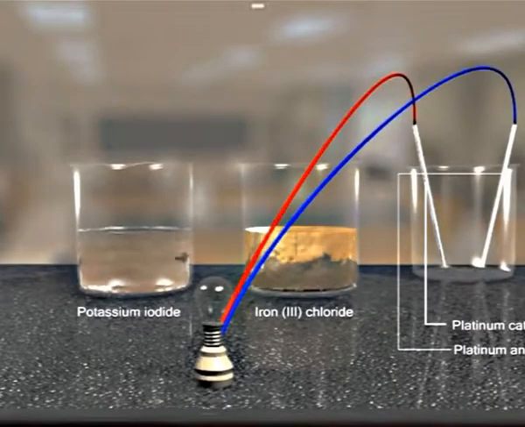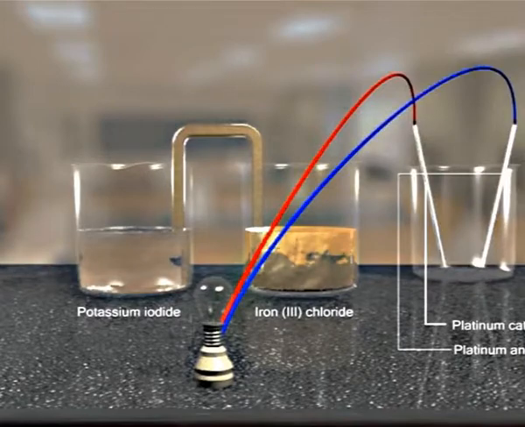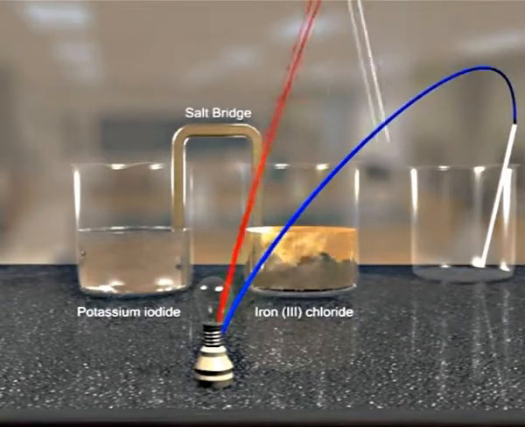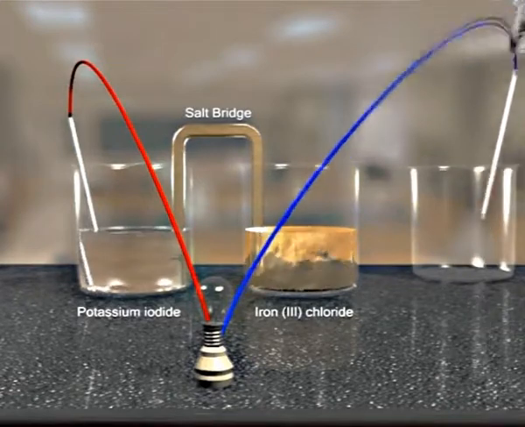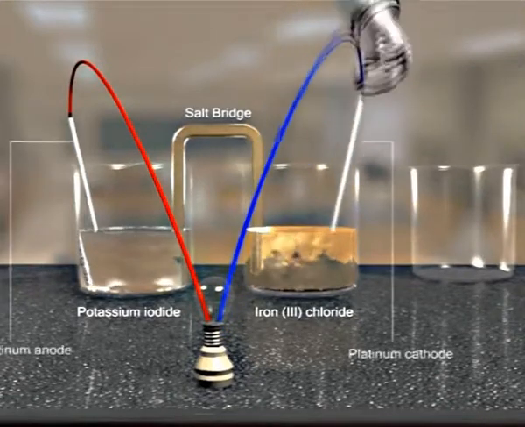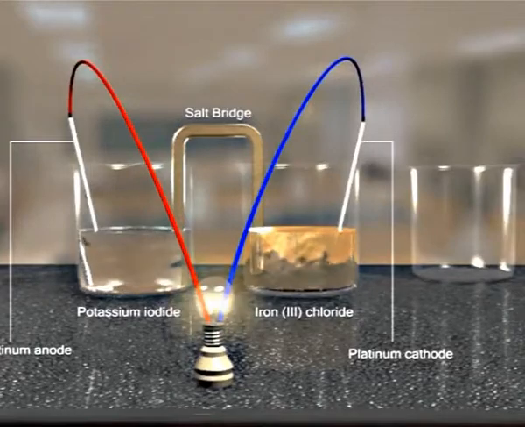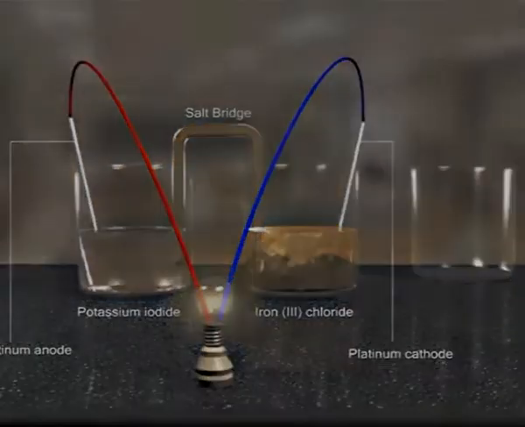A redox reaction is the basis for an electrolytic cell. A salt bridge is used to transport the ions. Inert platinum rods connected to a low-voltage lamp are used as electrodes. As the reaction proceeds, the current flows through the circuit and the bulb glows.